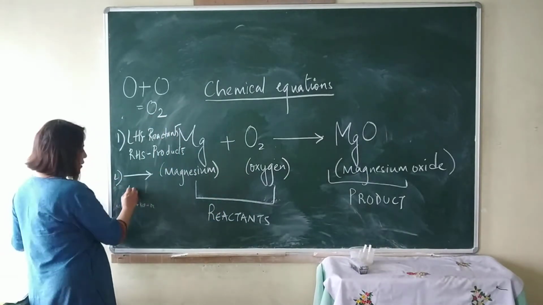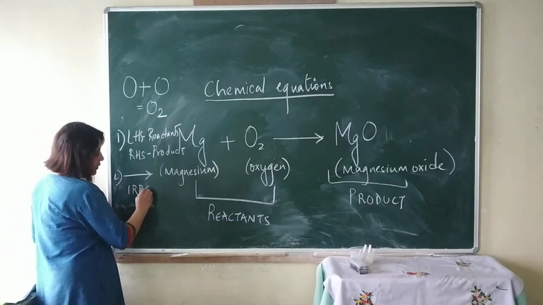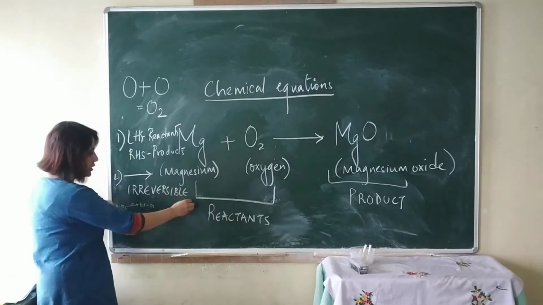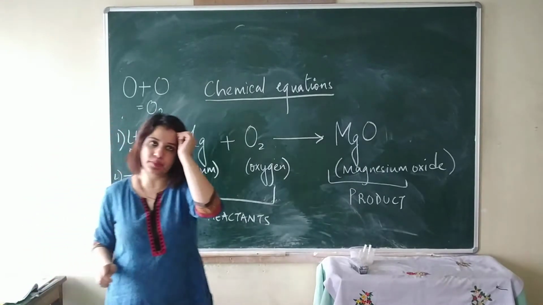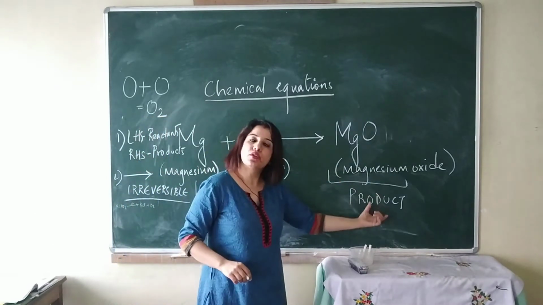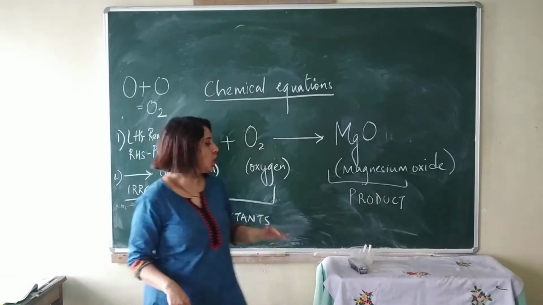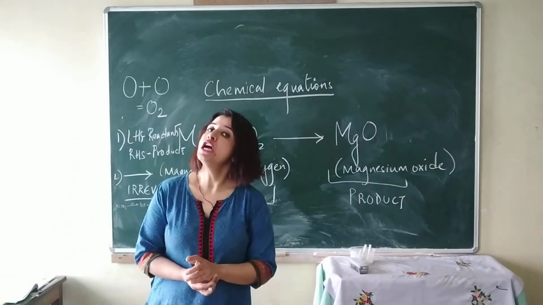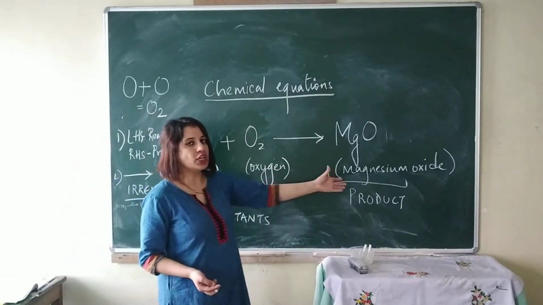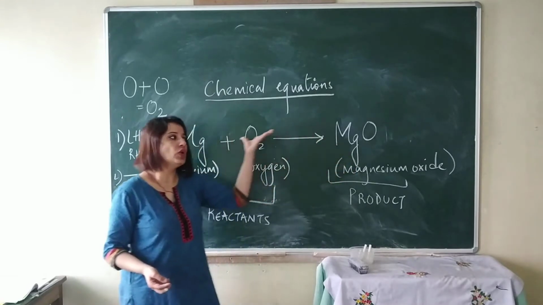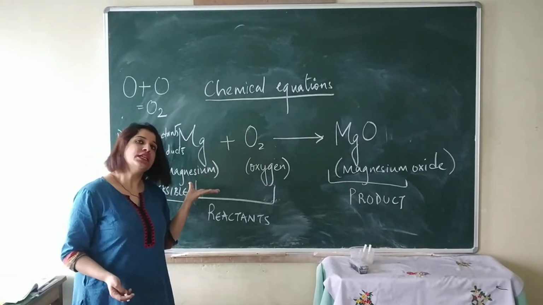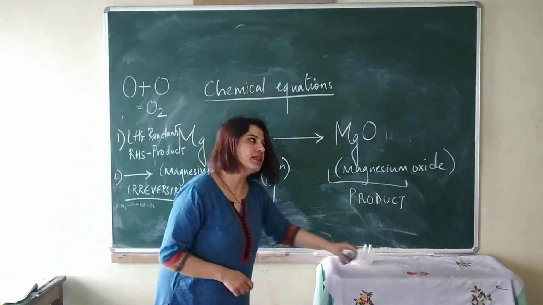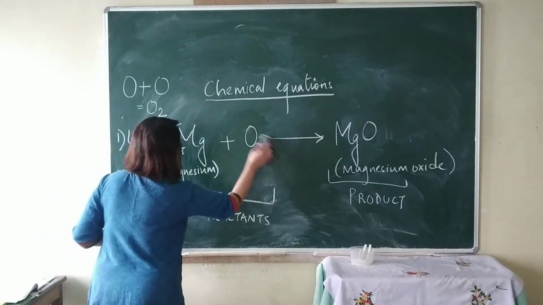So, single arrow indicates that the reaction is irreversible. That means once the products are formed, we cannot get back the reactants. It is a chemical change. In a chemical change, we get a new substance. We cannot get back the original substance. So, single arrow means it is irreversible.